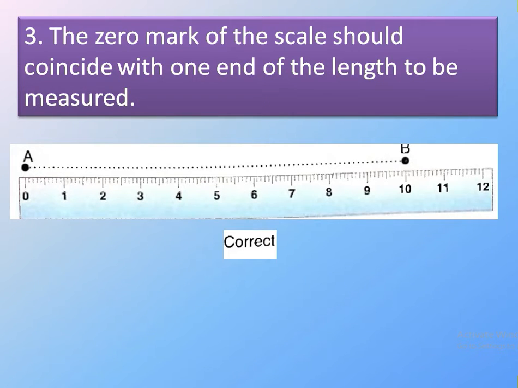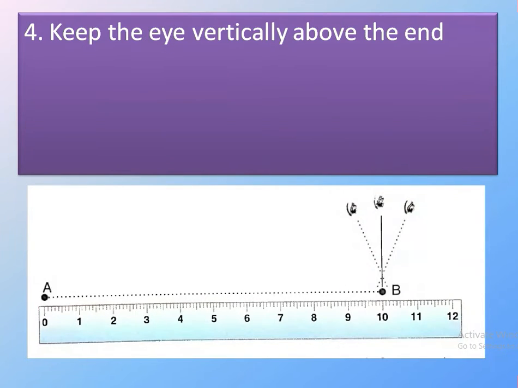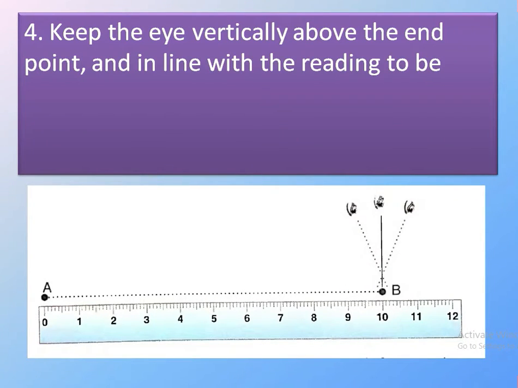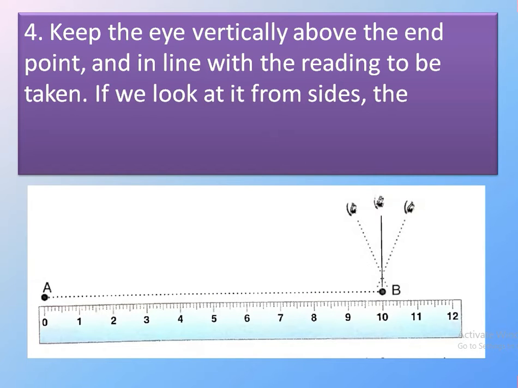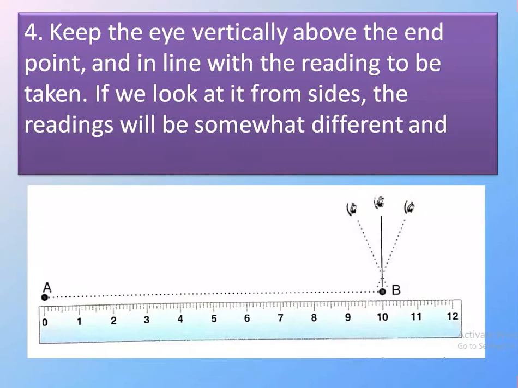The zero mark of the scale should coincide with one end of the length to be measured. Means starting point is 0. This should coincide with the starting point of the line. Keep the eye vertically above the end point and in line with the reading to be taken. If we look at it from sides, the reading will be somewhat different and incorrect.